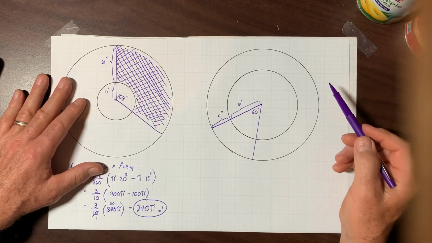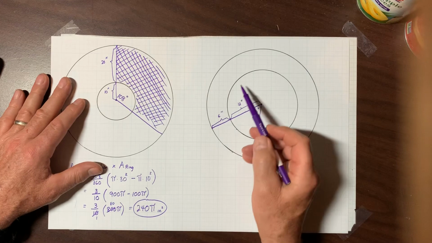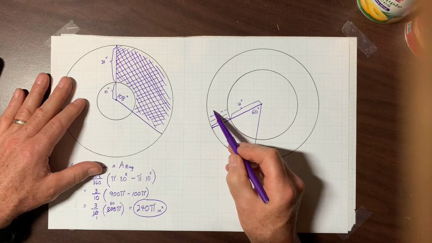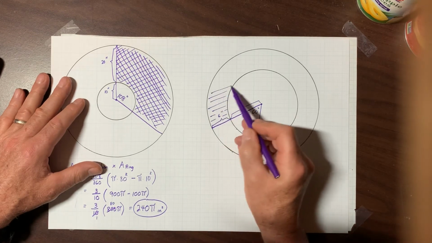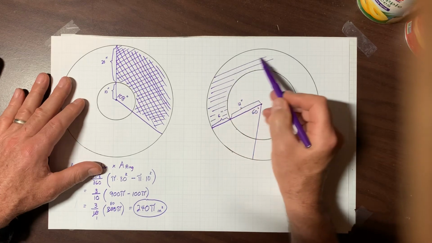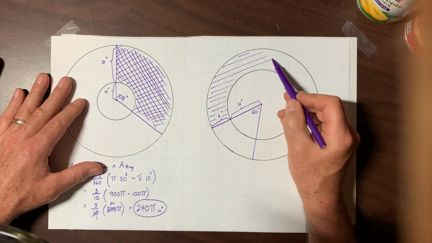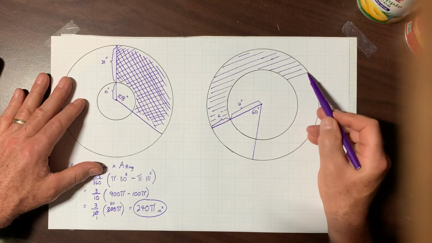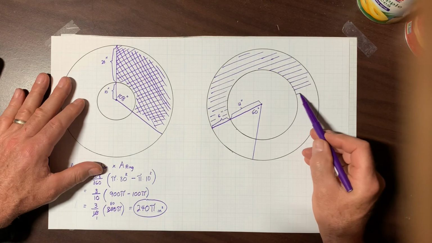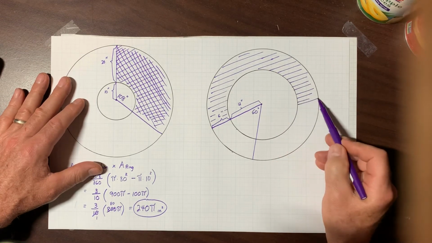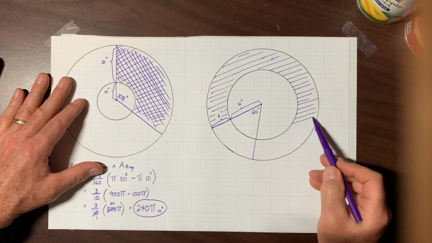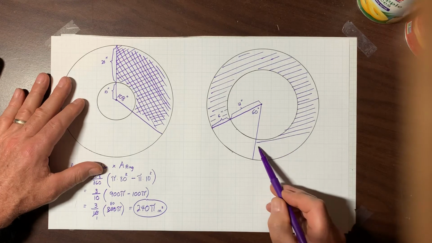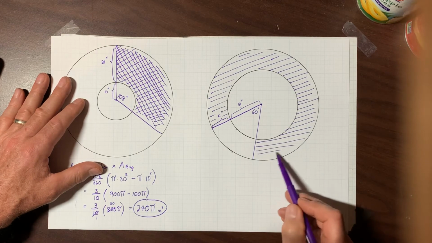Now, look what I'm going to shade, however. I'm going to shade this part of the diagram here. And the question's going to be, what part of the entire ring am I shading? And of course, we're going to have to go back to looking at that 60-degree angle. But notice that I am not shading a 60-degree part of the ring. I am shading the remainder of the ring.